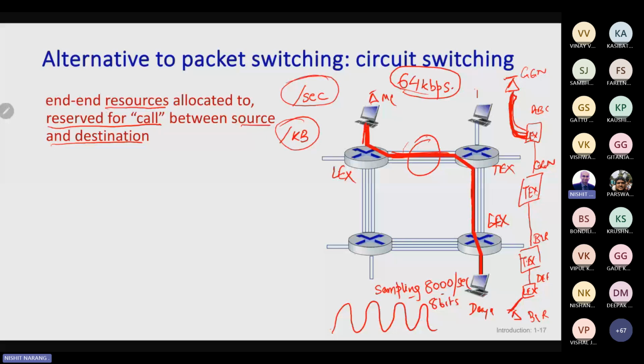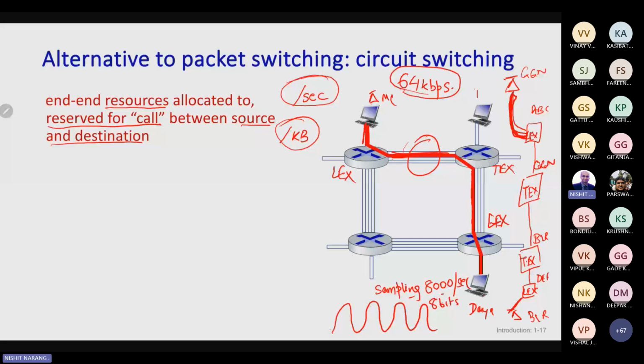Why? Because in a voice call, when I'm using circuit switching, I am reserving the resources irrespective of whether I use it or not. So I have to pay for those resources, and therefore the per second billing. Right? Now, the benefit of reserving resources is what? There are no chances of a packet loss.